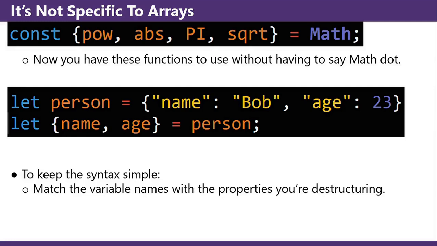So in this example, let person = {name: Bob, age: 23}. let {name, age} = person. Now you can access the name member and the age member by just using those variables.